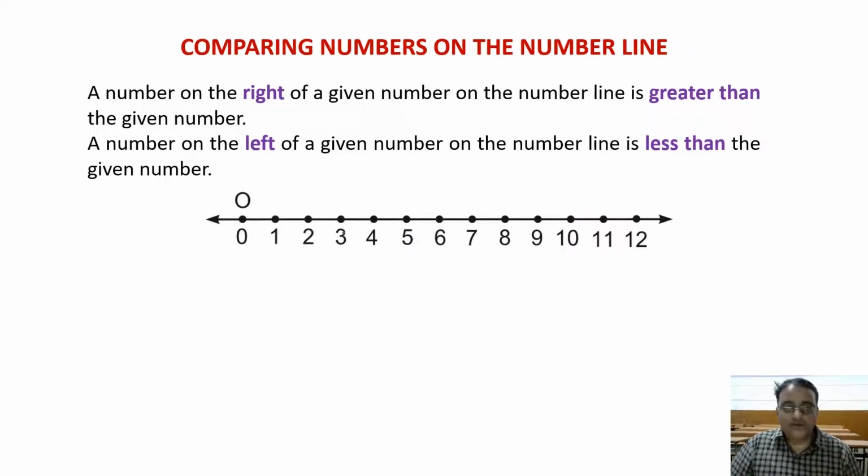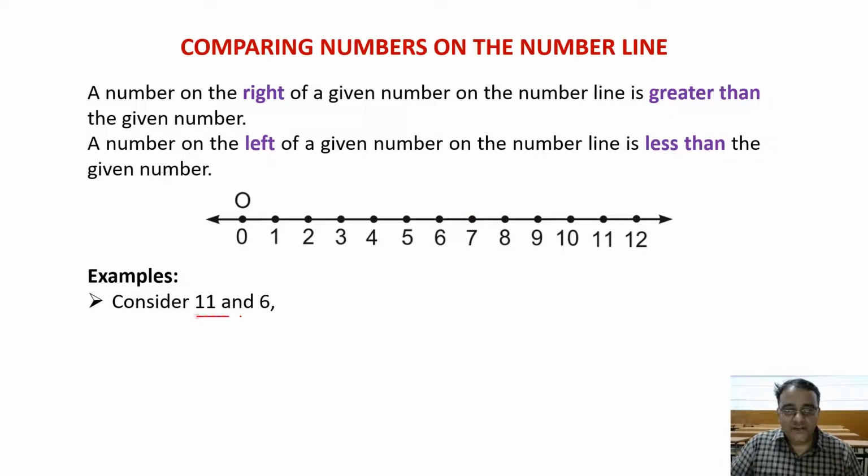Now, suppose I take another pair of numbers, 3 and 7. Now 7 is right of 3. So 7 is greater than 3. So we will see a few more examples. 11 and 6. 11 and 6.